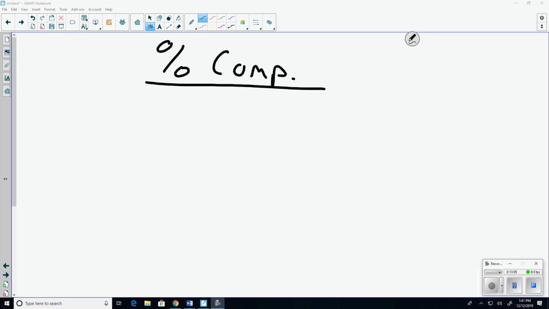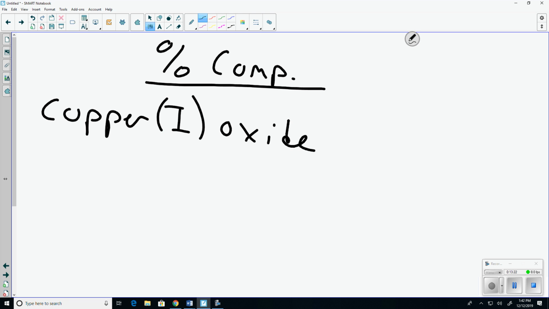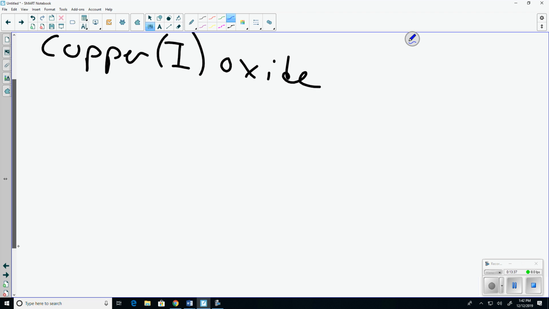Now that handout you picked up on the way in, oh boy, there's a big long paragraph on the top. Let's skip it. There's a nice sample problem in the middle. Let's skip it for now. Let's look at question number 1, or letter A rather, on the very bottom of the page. It gives you copper 1 oxide. What we are going to do right now is calculate the percent of copper and the percent of oxygen in this compound.